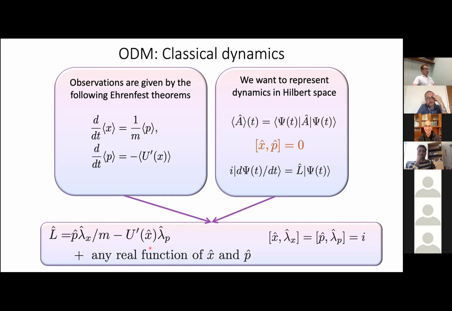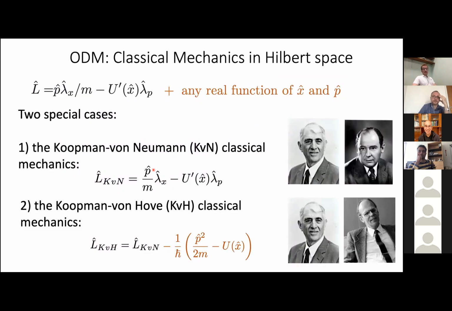And I would like to emphasize here, it's a very interesting part, that there is an ambiguity: any real function of X and P could be added, and it does not change the underlying dynamics, the so-called observed dynamics. So this is actually, in fact, classical mechanics in Hilbert space.